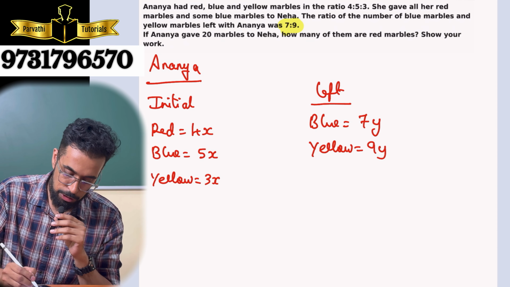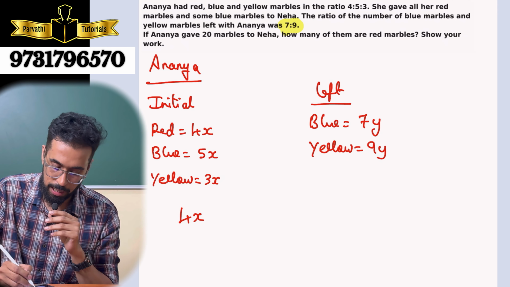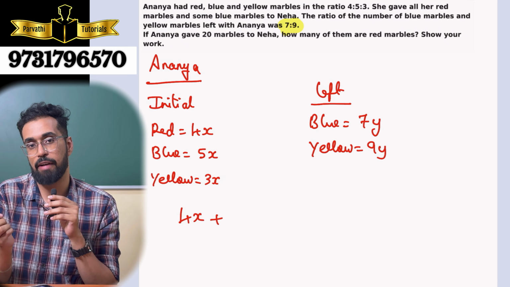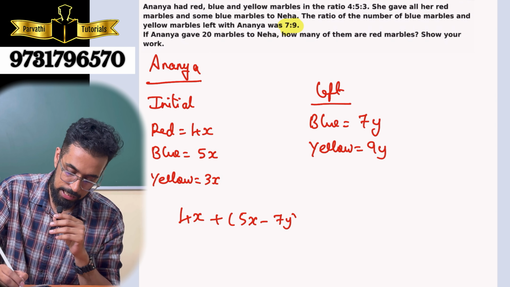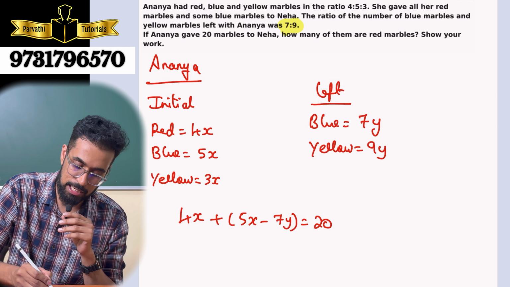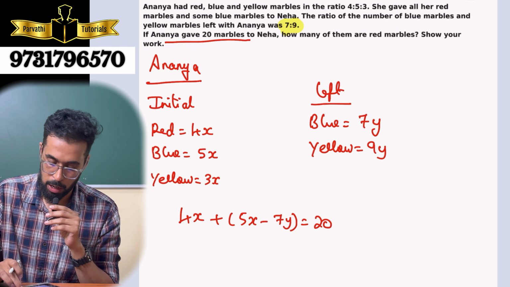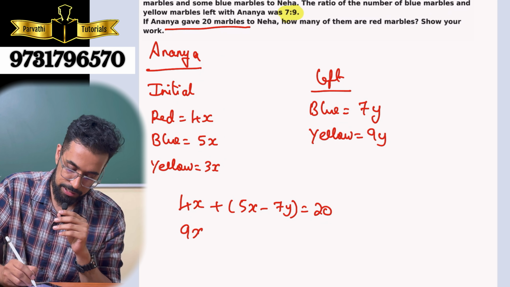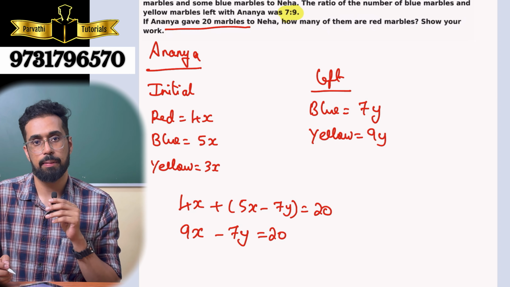So all the red marbles would represent 4x, and some of the blue marbles would be the difference between the initial and the final, which is 5x minus 7y. These marbles should add up to 20, as clearly given here: Ananya gave 20 marbles to Neha. Now if we solve this, we will be getting 9x minus 7y is equal to 20. This is the first aspect.